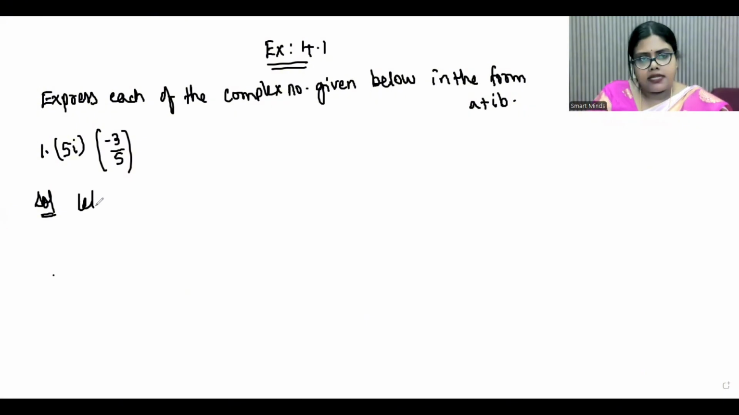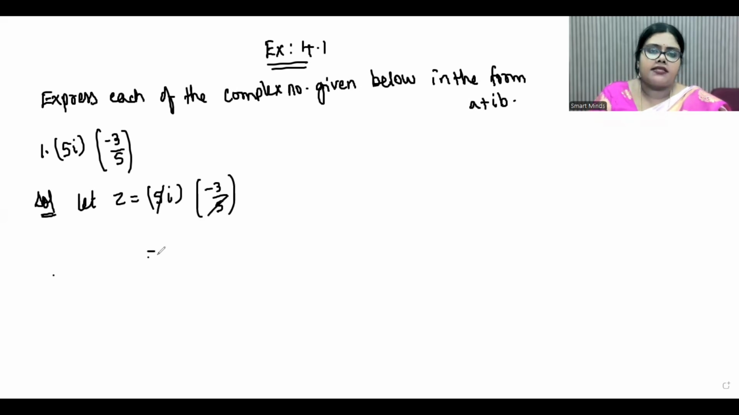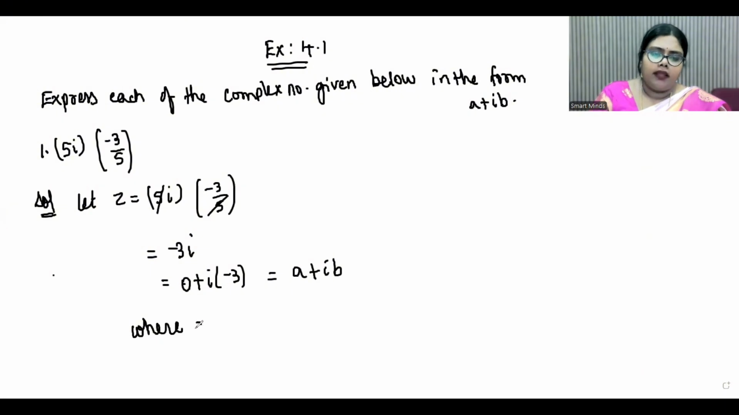So the first question is, express each of the following complex numbers in the form a plus ib. So let us say z is equal to 5i into minus 3 by 5. Over here 5 and 5 get cancelled. That is minus 3i. Now you can see the real part is 0 here. You don't have any real part. So we write 0 plus i into minus 3. This is in a plus ib form, where a is 0 and b is minus 3.